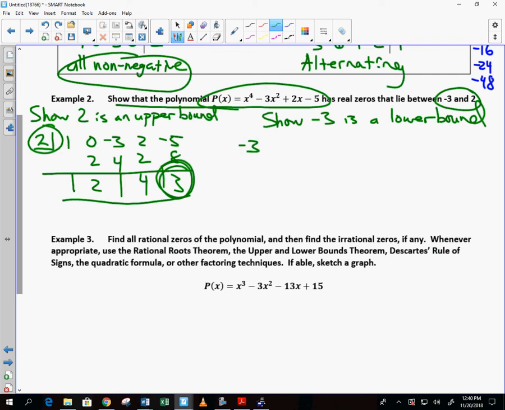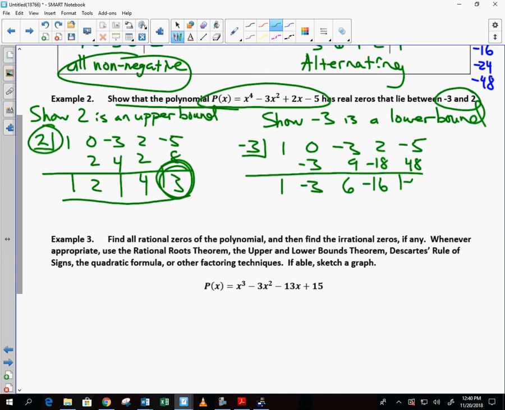I'm going to take negative 3. I'm going to drop it right through to 1, 0, negative 3, 2, negative 5. Drop the 1, multiply. Add. Multiply. Add. Multiply. Add. Multiply. And add. Positive 43. What do you notice about the result?